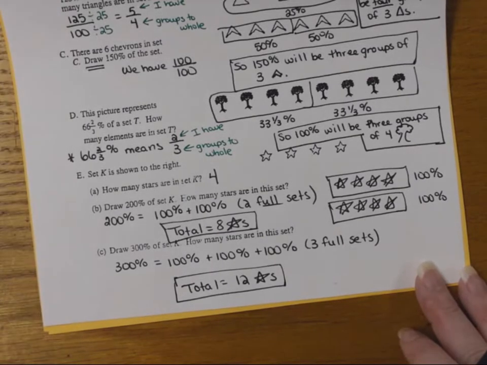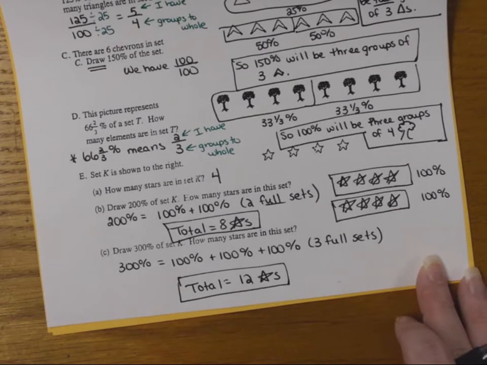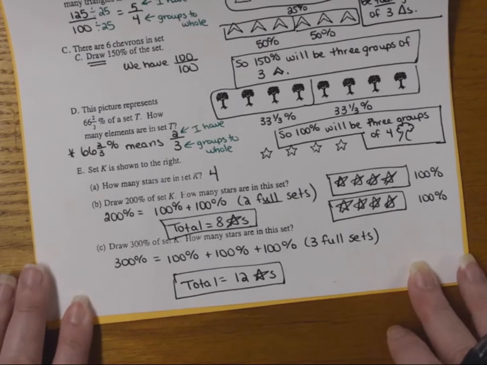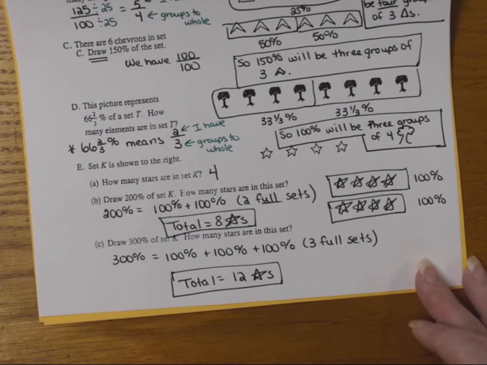Okay, so essentially we can almost always just compare percentages to the way that we discussed fractions in the first unit of the course. Okay, so the top number is how many groups I have out of how many do I want, and then the bottom number is always how many groups make a whole.